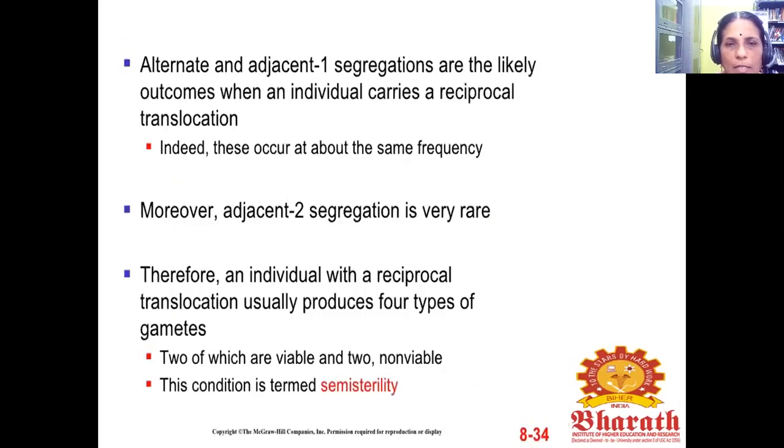Alternate and adjacent 1 segregations are the likely outcomes when an individual carries a reciprocal translocation. Indeed, they occur at about the same frequency. Moreover, adjacent 2 segregation is very rare. Therefore, an individual with a reciprocal translocation usually produces four types of gametes, of which two are viable and two are non-viable. This condition is termed semi-sterility.